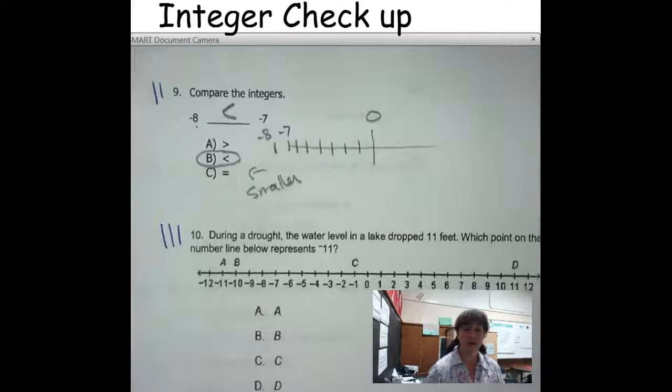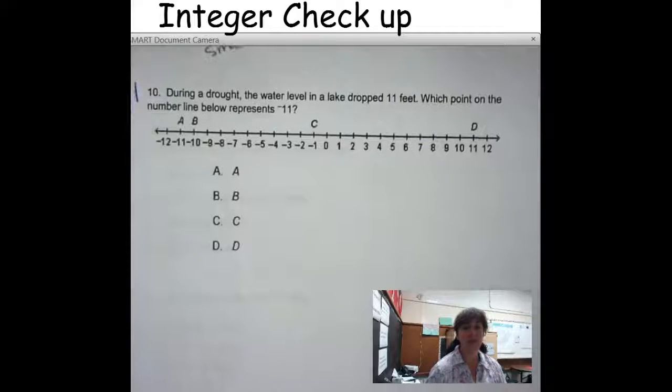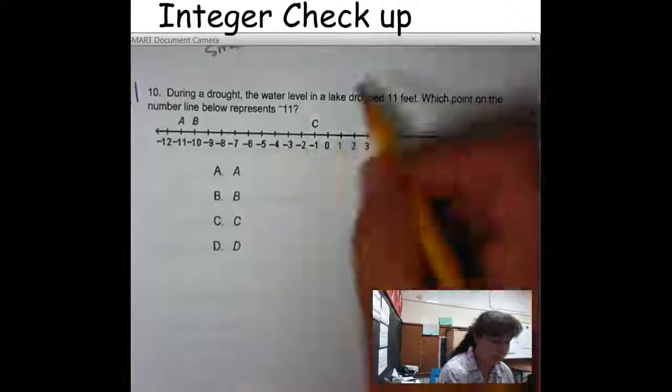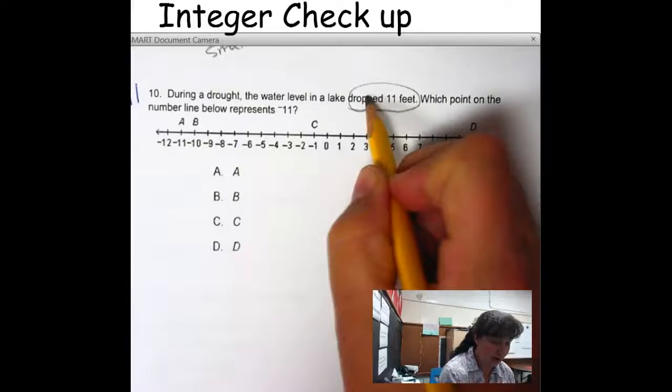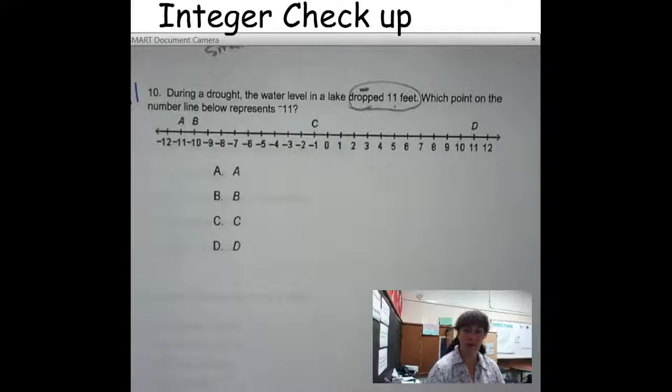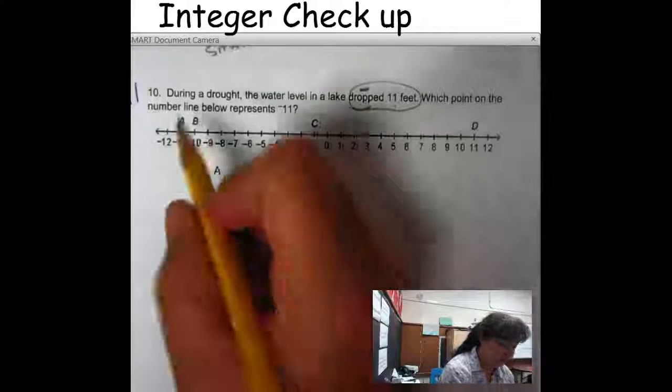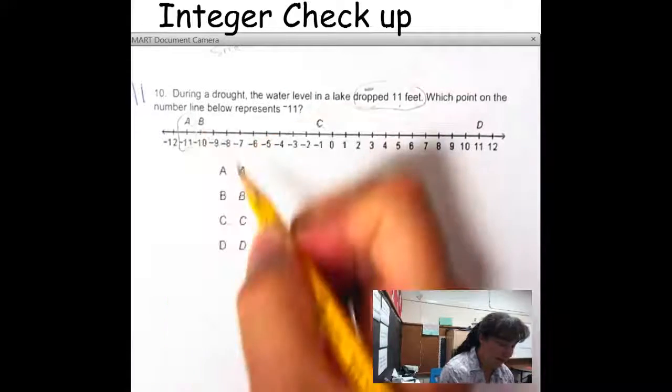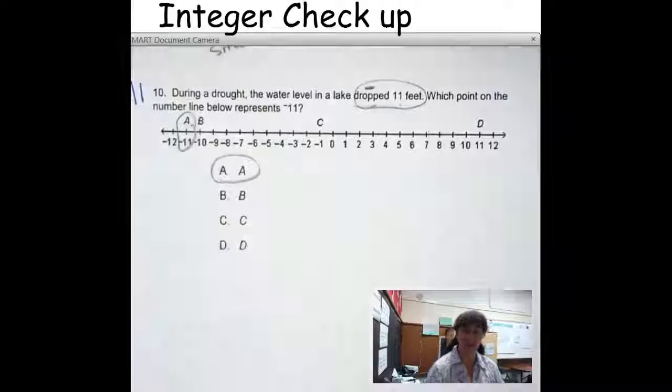All right? And last but not least, during a drought, the water level in a lake dropped 11 feet. Which point on the number line represents negative 11? So I'm going to go to negative 11. It's right there. A represents negative 11.